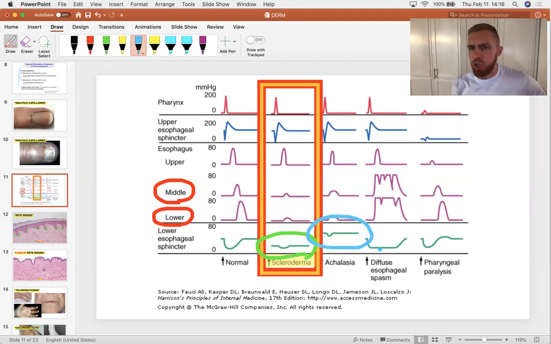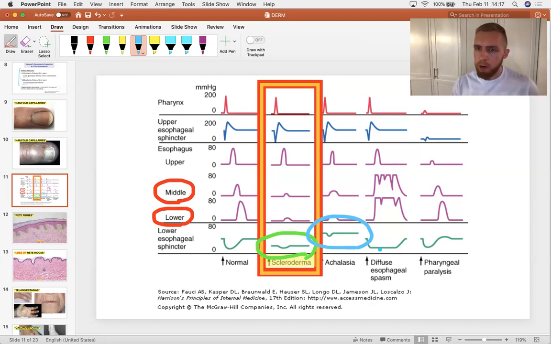In achalasia, what's the pathogenesis? Well, it's going to be damage to the nerves that tell your lower esophageal sphincter to relax with mediators such as nitric oxide and VIP. And if you start losing those neurons, typically autoimmunity, post-infectious, then you get achalasia.